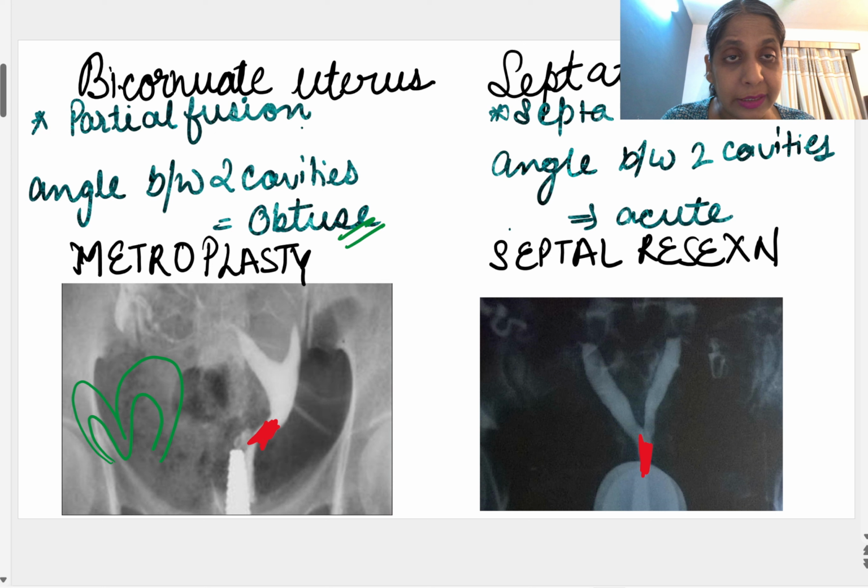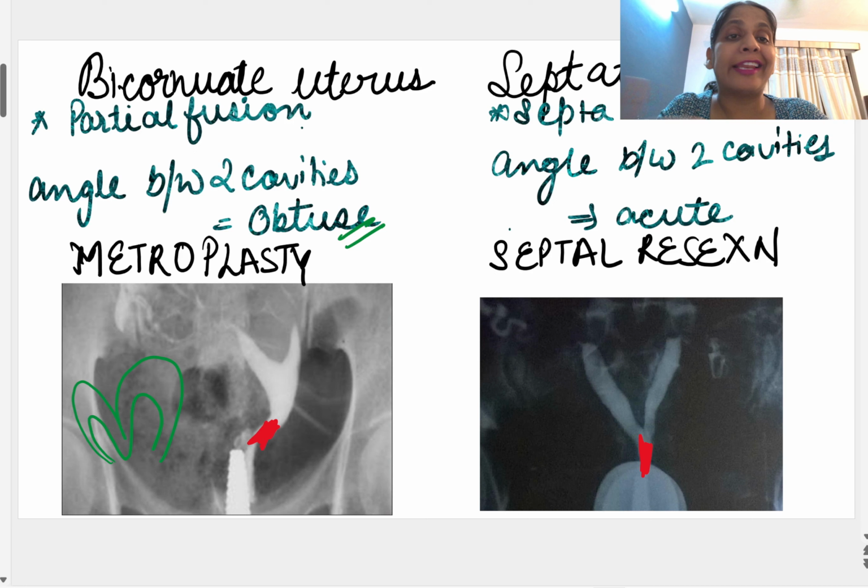Metro means uterus wall, myometrium. Okay, so there we have to do metroplasty. We have to cut that wall and then make the uterus one cavity. And in the case of the septate uterus, as there is no uterine wall in between, we have to do septal resection, not metroplasty. Here we are not doing anything with the uterine wall. Here we are doing everything with the septa, and it is a very easy surgery. Septal resection is a very easy surgery.